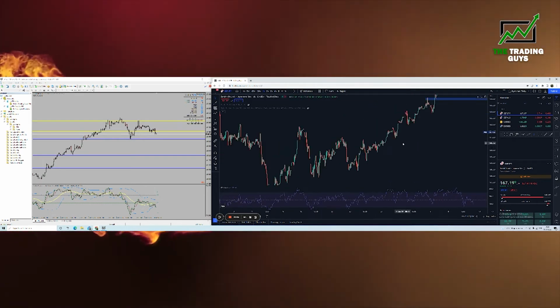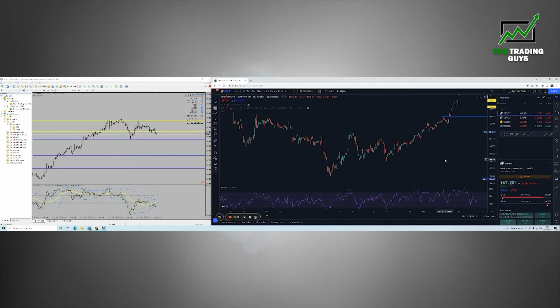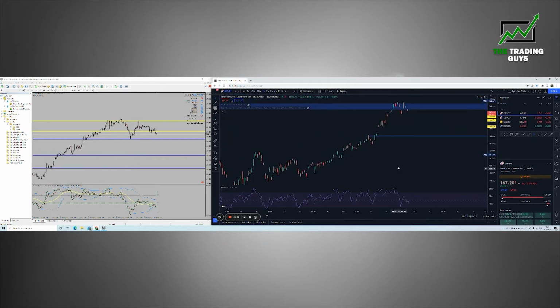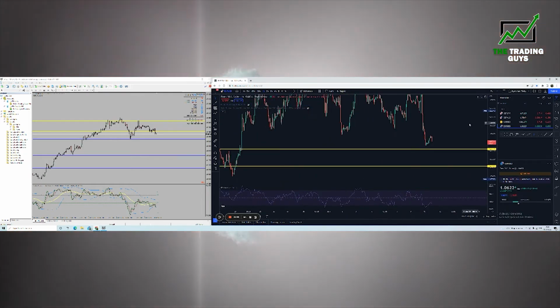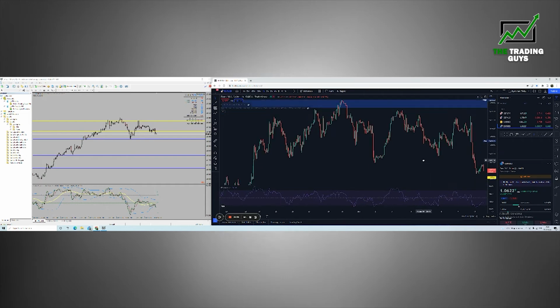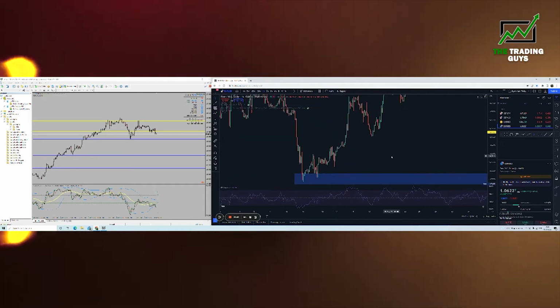But I did notice there was one here that had a cup and handle. Where is it? Maybe it's Euro USD. Let's have a quick look. I'm sure I saw it. Where is it?